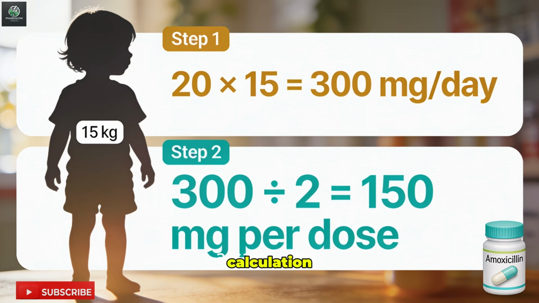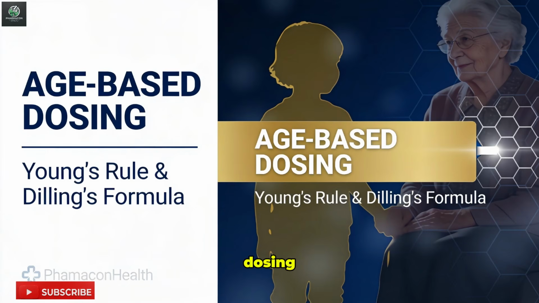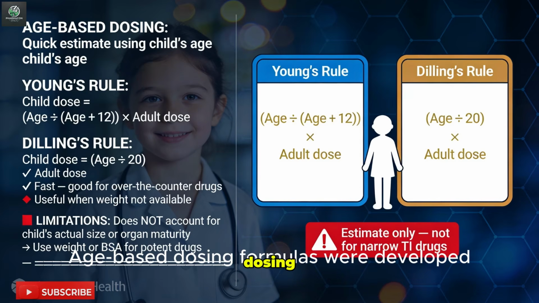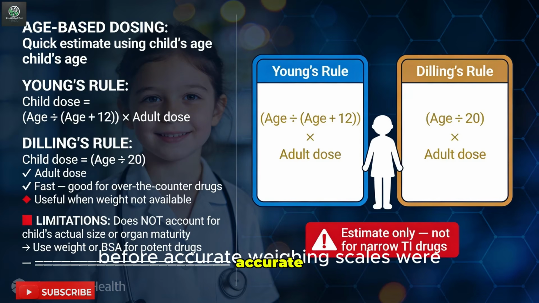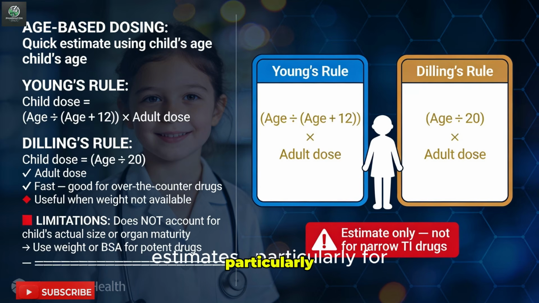This is a calculation every clinician and pharmacist must be able to do in their sleep. Now let us look at age-based dosing, a method specifically designed for pediatric practice when you know a child's age but may not have precise weight data. Age-based dosing formulas were developed before accurate weighing scales were widely available, and they are still used today as quick estimates, particularly for over-the-counter medications and settings where weight measurement is not immediately possible.